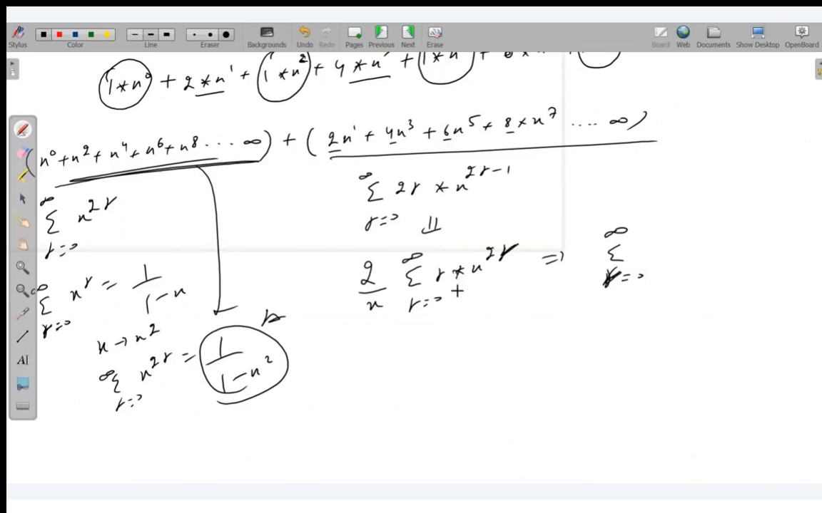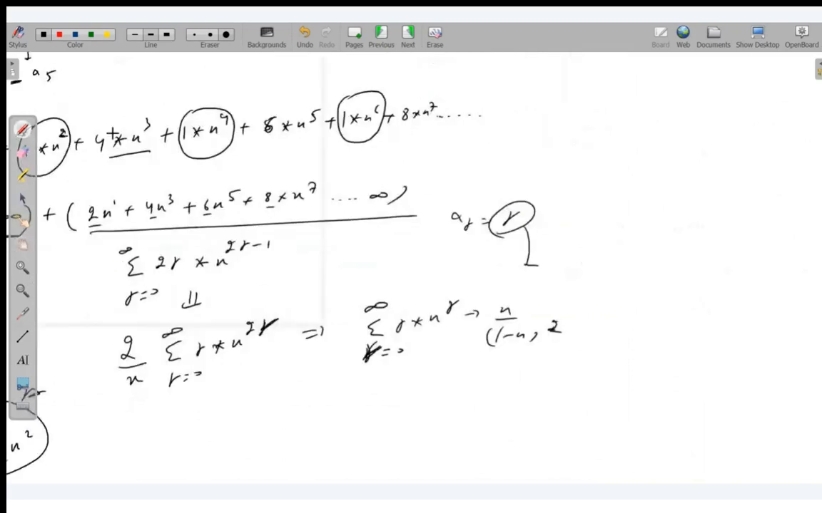So finally, r into x power r. We already know this thing. This is x upon 1 minus x whole square. Try to remember that. I have given you the idea for a_r when a_r is r, so we have got x upon 1 minus x whole square. I have given you the formula. And how have we derived it? I am just giving you a small hint.